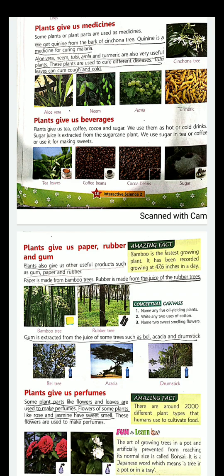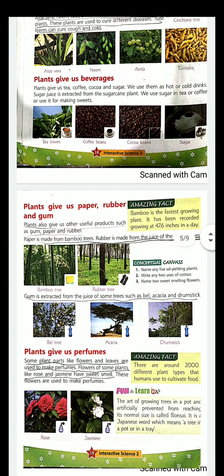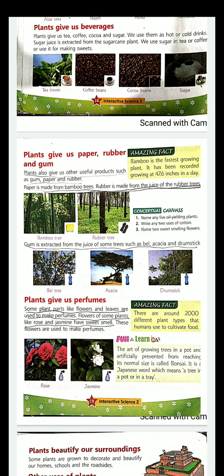Now further we will study more things that we get from plants. Before that, you remember I gave you an amazing fact. Let's revise it. There are around 2000 different plant types that humans cultivate for food. Now some plants give us perfumes also. There are some plants which have flowers that give a very nice smell. You must have experienced that, like jasmine, rose, yes or no? These plants are used to make perfumes.